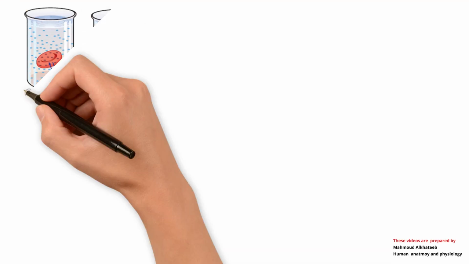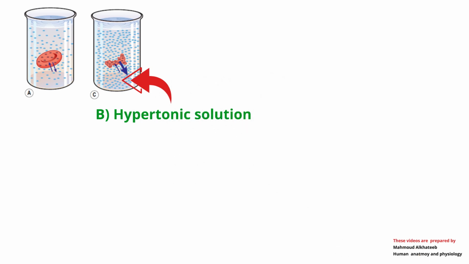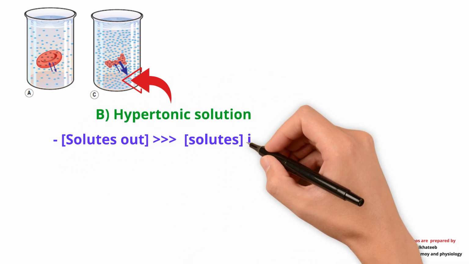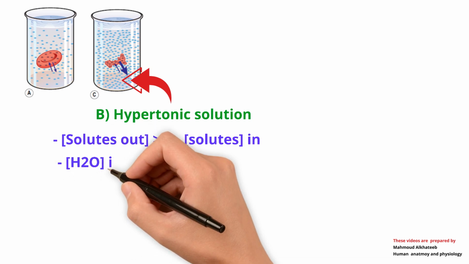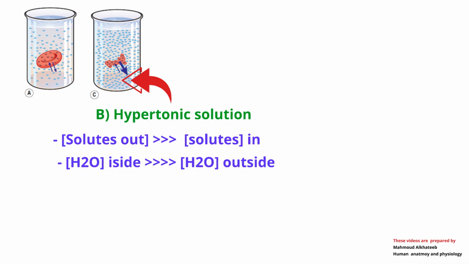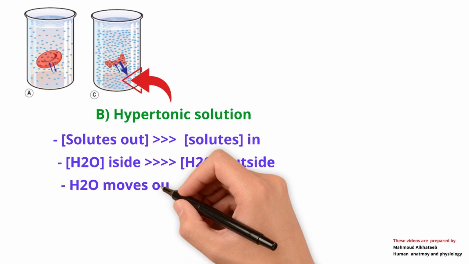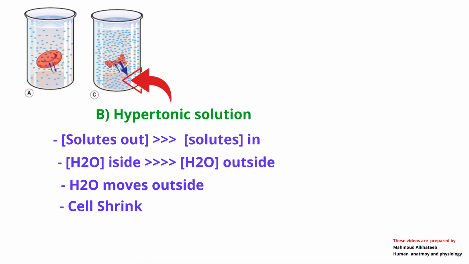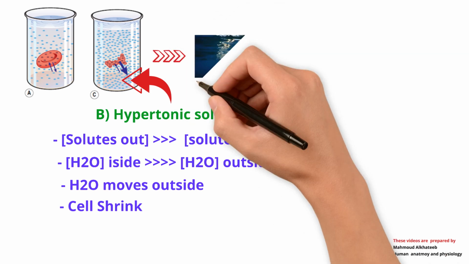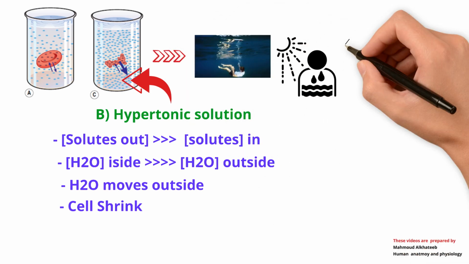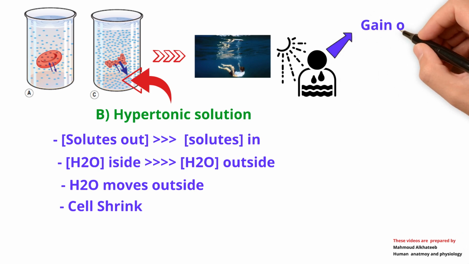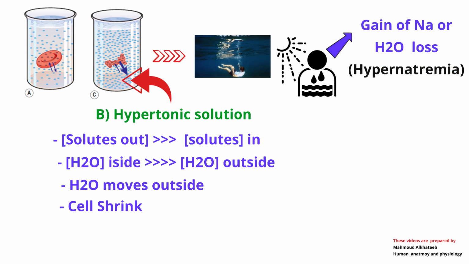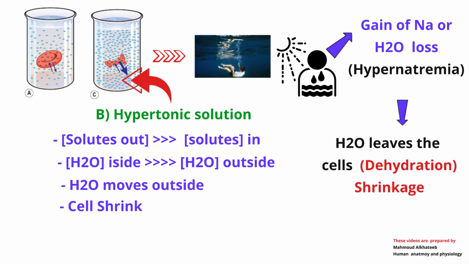In our third example, the red blood cell is placed in a hypertonic solution where solute concentration outside the cell is higher. This makes water content inside the cell higher than outside. In this case, water moves out of the cell to balance the solute concentration outside, causing the cell to shrink and shrivel. This is what happens in several situations such as drinking seawater, excessive sweating or diarrhea, where your plasma becomes concentrated as you gain sodium or lose water. This creates a hypertonic environment in your blood and hypernatremia, which can lead to cellular dehydration, organ failure, and damage to tissues.